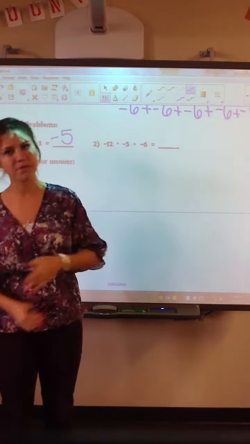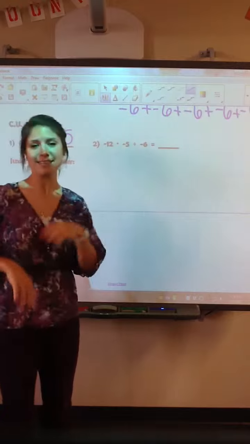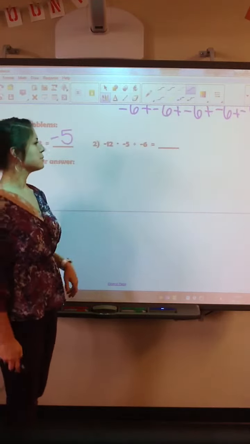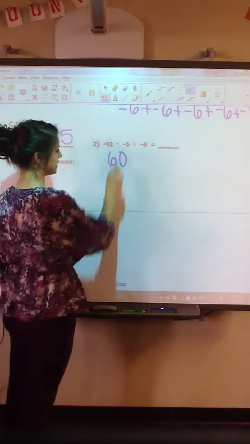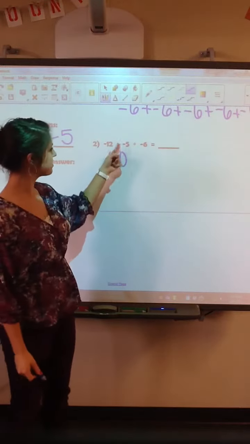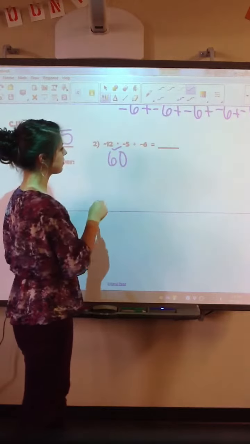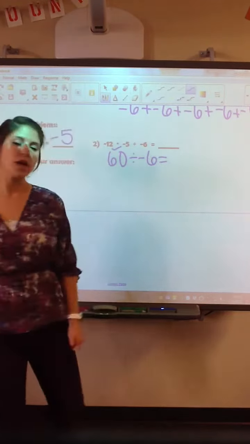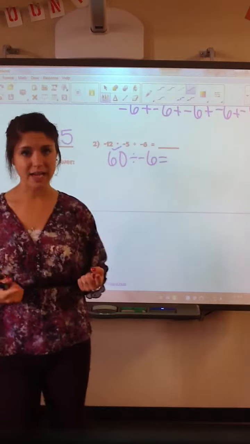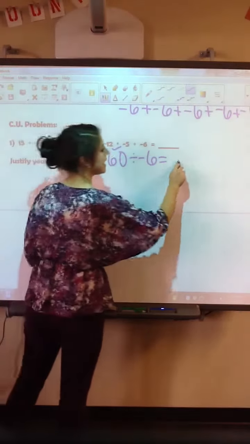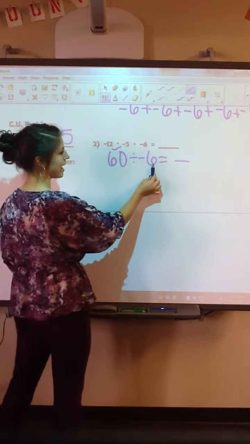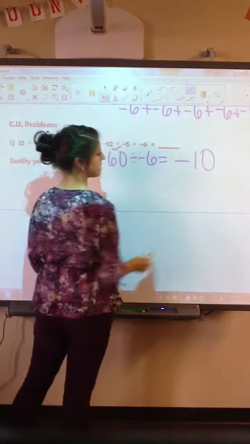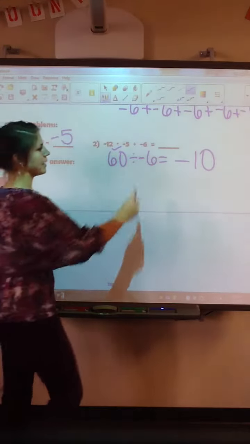Happy person and a happy person, they both end up happy. Sad person and sad person comfort each other and they end up happy. So 12 times 5 gives us a positive 60. Okay? Negative times a negative is a positive. Well, now I still have dividing by negative 6. Now I have the different sign, so my answer is going to be negative. 60 divided by negative 6, 60 divided by 6 is 10. Okay? So the answer there would be negative 10.